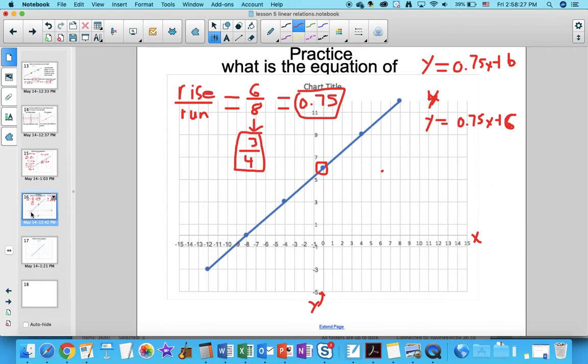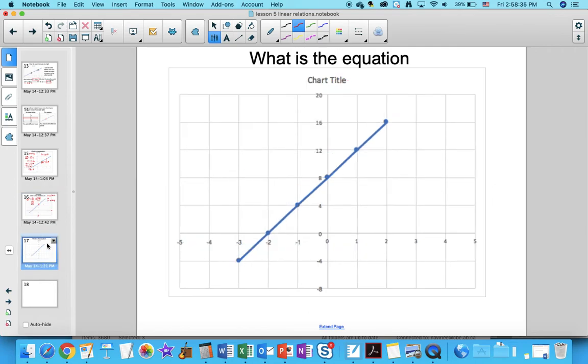Now, sometimes I may give you a graph and it doesn't show you where it hits the y-axis. Then you would need to solve for b. So try this one. So pause the video and solve this one.